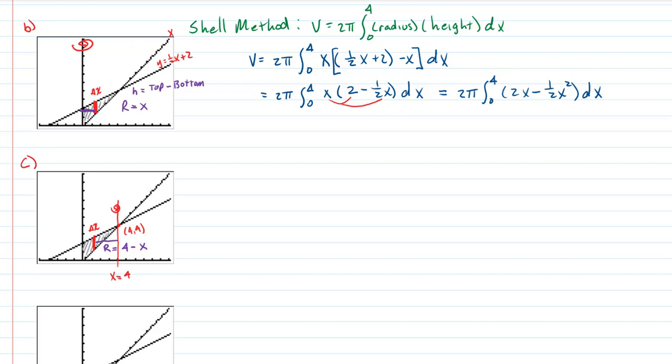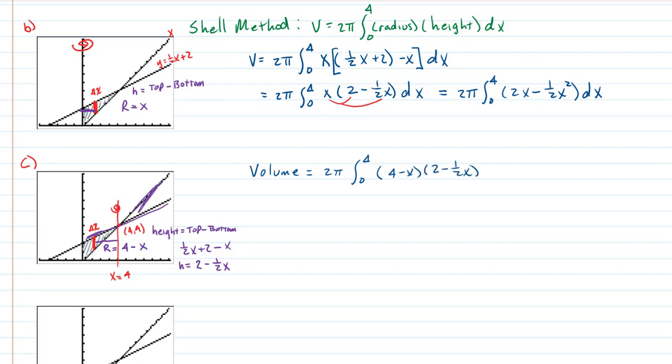The other thing I need is the height, and the height is found by looking at the top function minus the bottom function. The top function is this function right here, which we said was y equals 1/2 x plus 2, minus the bottom function, this function right here, that's just y equals x, and so the height is going to be 2 minus 1/2 x. So the volume is going to be 2 pi times the integral from 0 to 4 of, now my radius is 4 minus x, and I already explained when we were talking about the picture how we got the radius, times the height, which we said is 2 minus 1/2 x, dx.